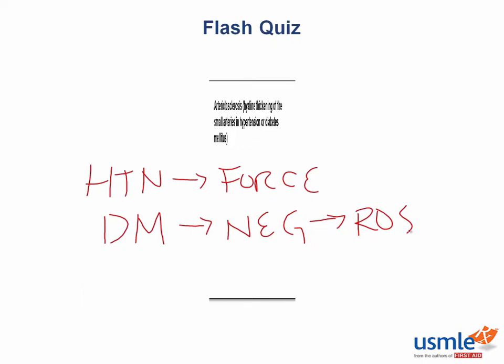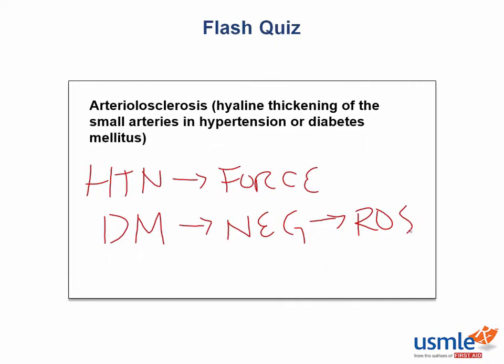The end result, though, is arteriosclerosis, which is hyaline thickening of small arteries that occurs in hypertension or diabetes mellitus. So this gentleman is rather unfortunate in that he's suffering from both disease mechanisms, contributing to small vessel disease.